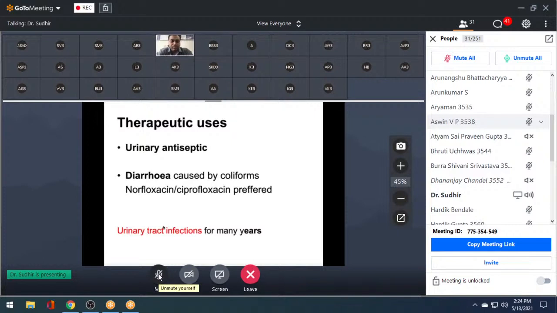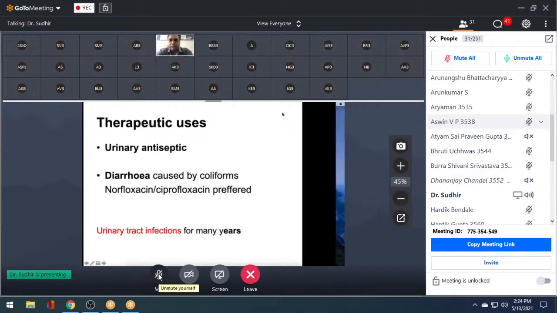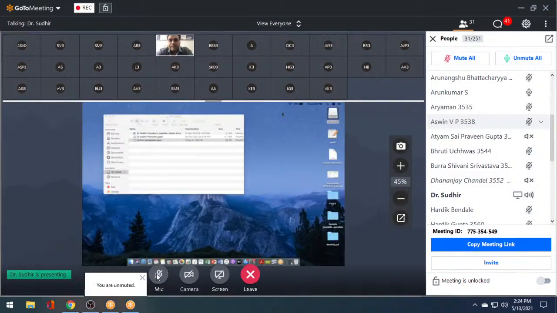So this is about urinary antiseptics. I think Dr. Arun will take over now and he will discuss more about the line of management. Mr. Tiwari. Yes, sir. Tiwari ji. Sir, you leave first.